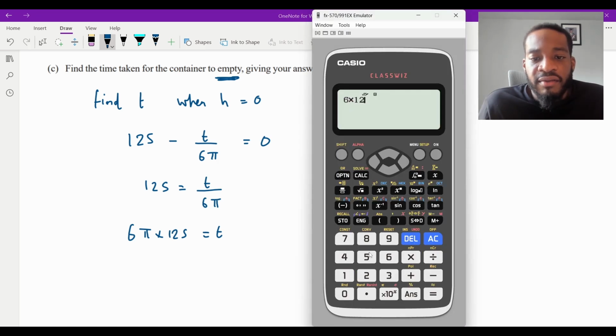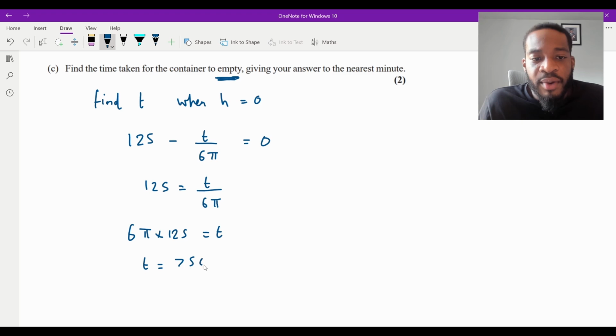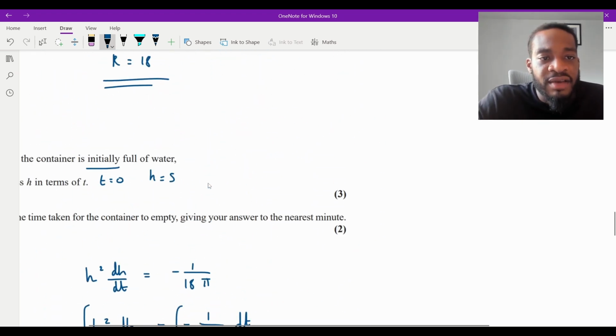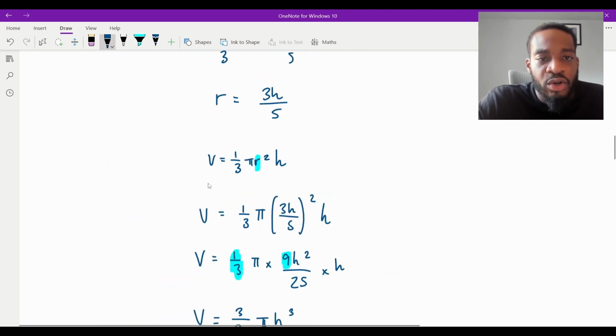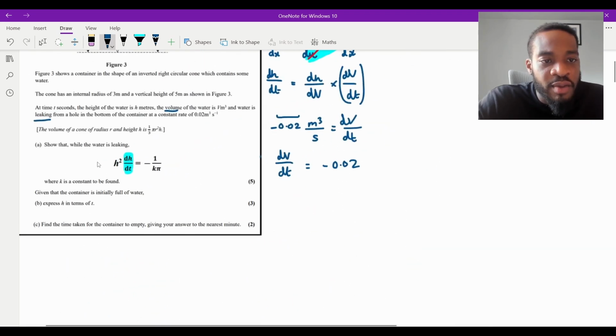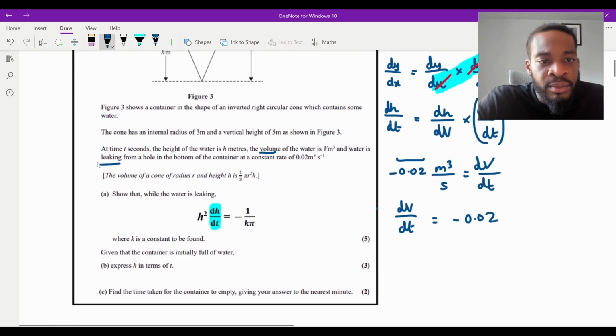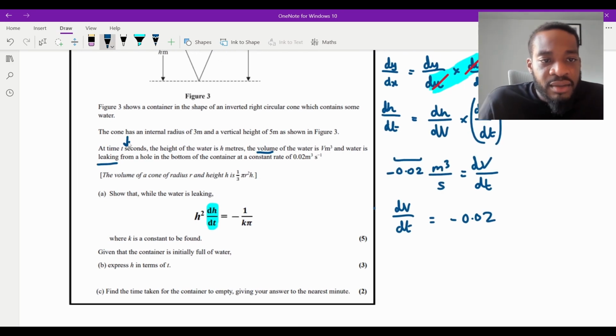6 times 125 times pi is 750. So therefore, t is equal to 750 pi. Now the question asked us to go to the nearest minute, and I believe it was in seconds, wasn't it? Let's just go up to the top and remind ourselves what the unit of measurement was. t is in seconds, right there, at time t seconds.